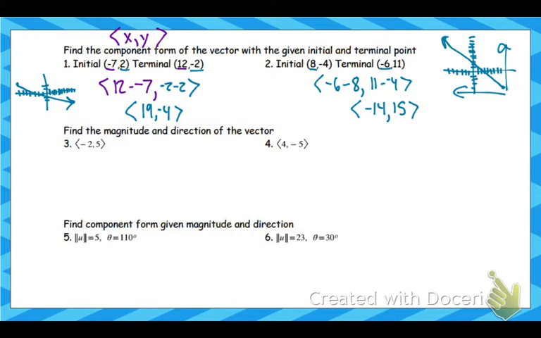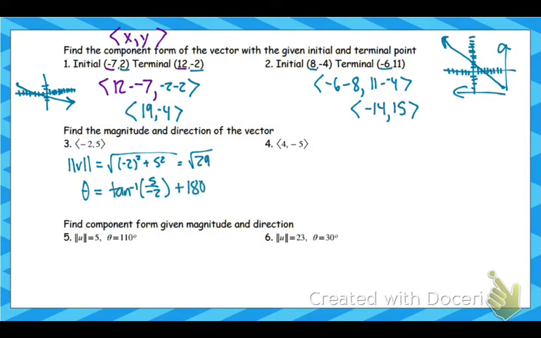All right, magnitude and direction. We've done this many, many, many times. Magnitude, remember, is the Pythagorean theorem. Make sure that negative 2 is in parentheses and you put the squared outside the parentheses. So that's going to be the square root of 29. Direction, that's the angle. We're going to do tan inverse y divided by x. Now remember, if the x is negative, if it's in quadrant 2 or 3, we have to add 180 to our answer.